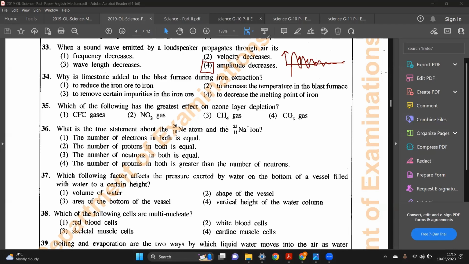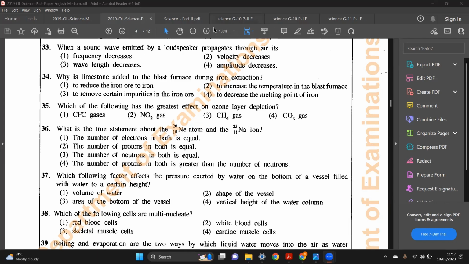Okay. All right. Then 34. Why is limestone added to the blast furnace during iron extraction? We know when it comes to iron extraction, you have a set of raw materials that we use, that is limestone, calcium carbonate. Then we use hematite, the iron ore, and we also use carbon. Okay. So in this particular situation, why do we add limestone? It's option number 3, to remove certain impurities in the iron ore.